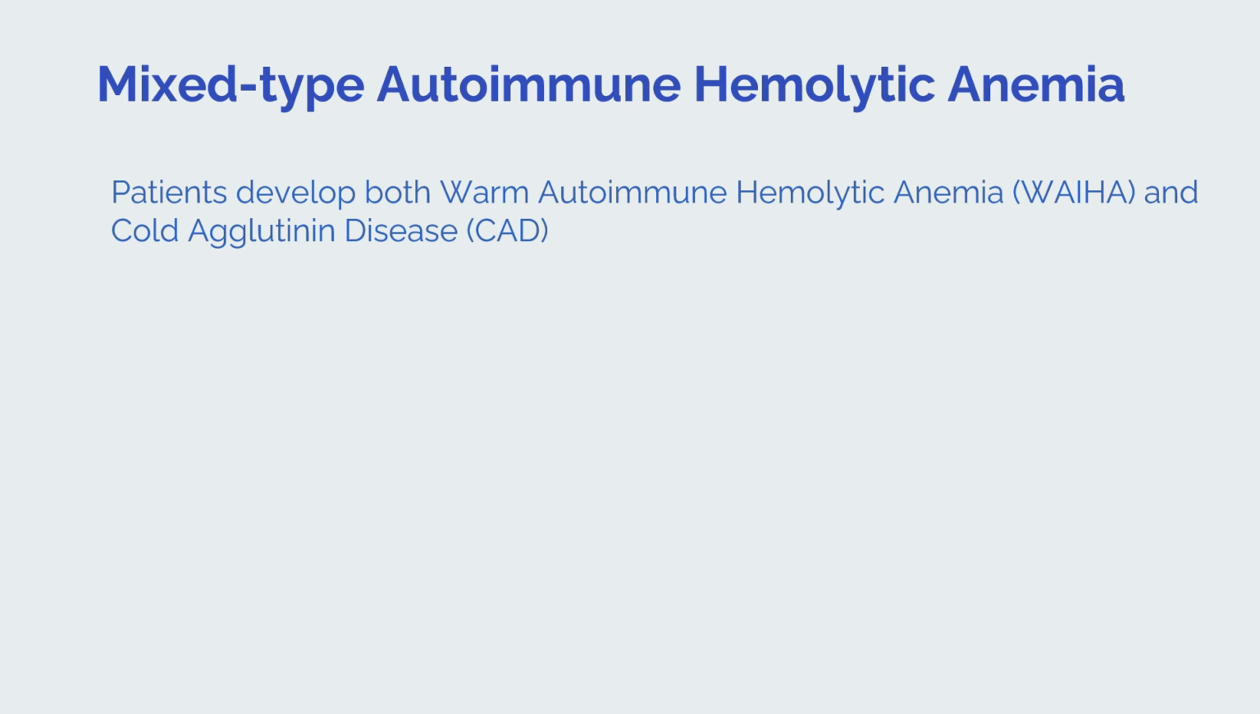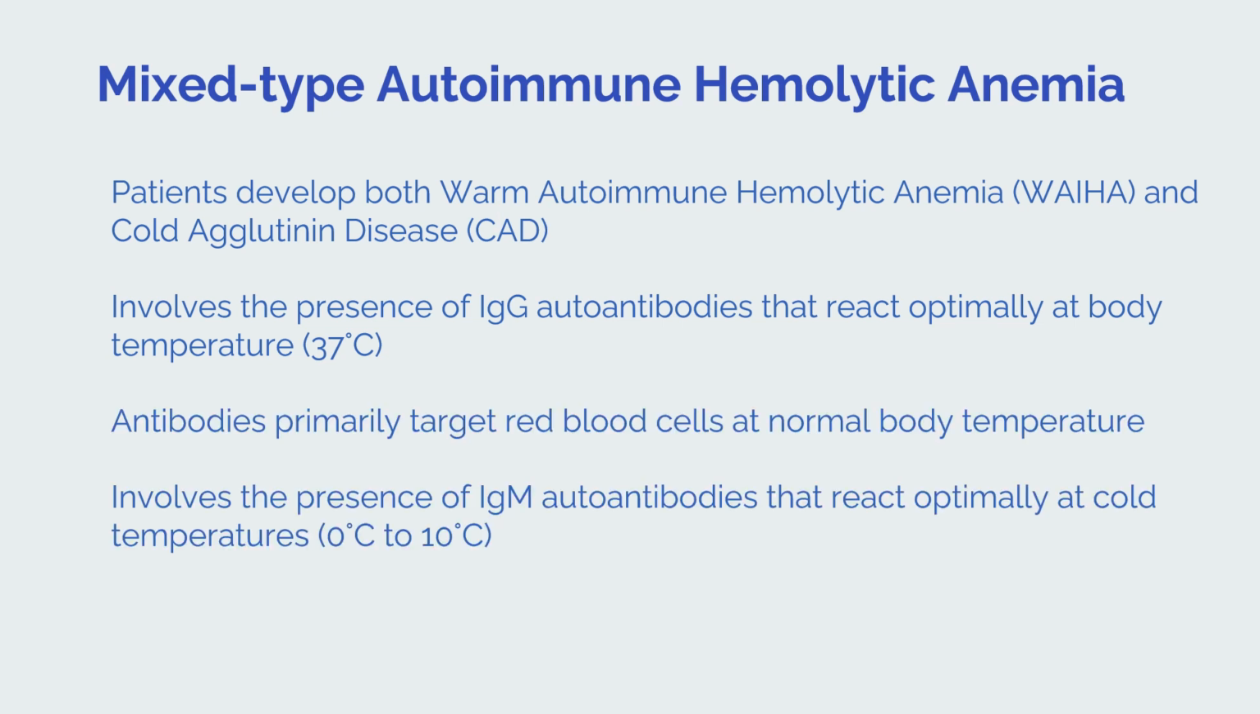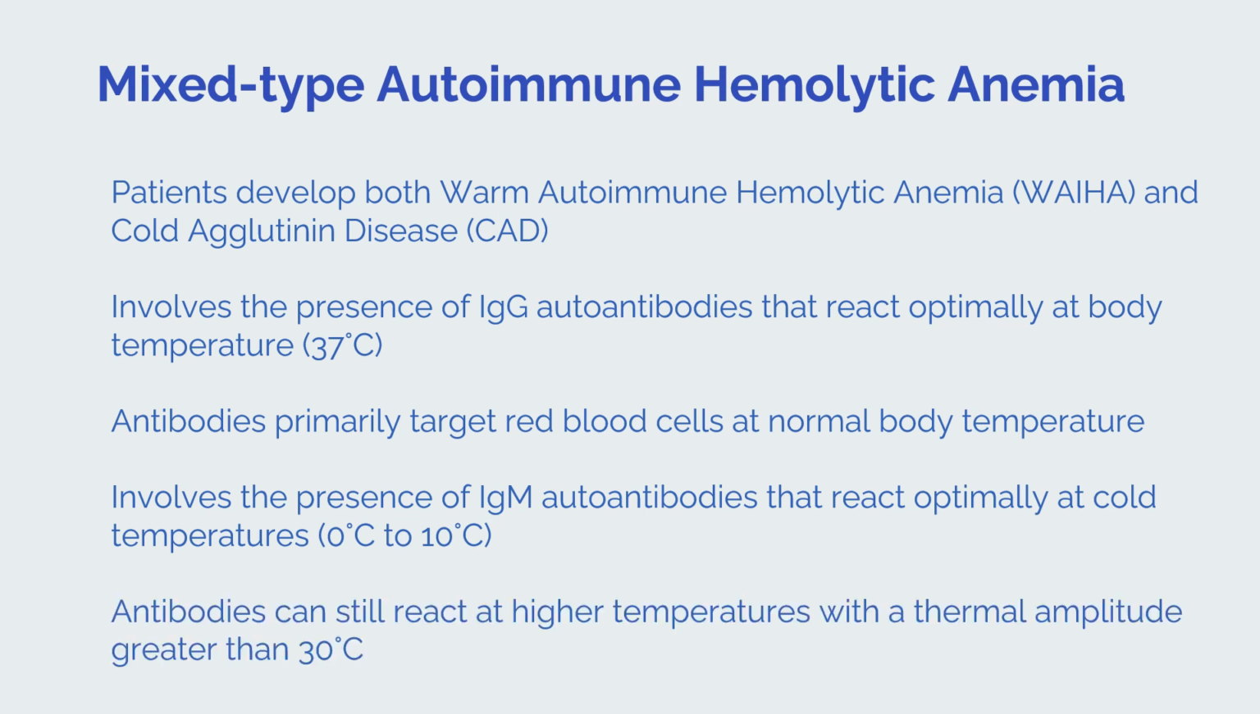Warm autoimmune hemolytic anemia involves the presence of IgG autoantibodies that react optimally at body temperature, 37 degrees Celsius. On the other hand, cold agglutinin disease is characterized by the presence of IgM autoantibodies that react optimally at cold temperatures, 0 degrees Celsius to 10 degrees Celsius, but can still react at higher temperatures, thermal amplitude greater than 30 degrees Celsius.